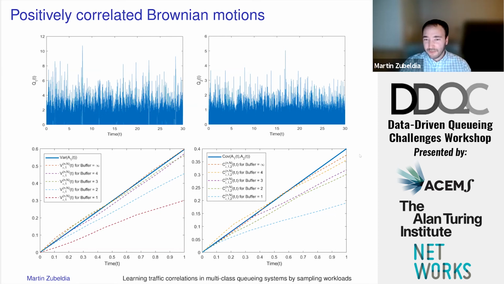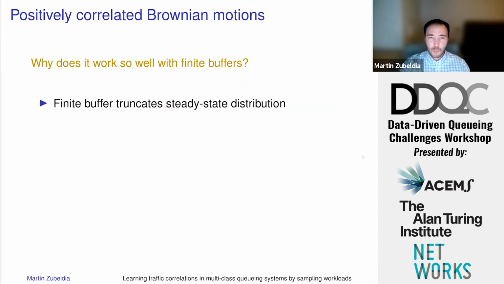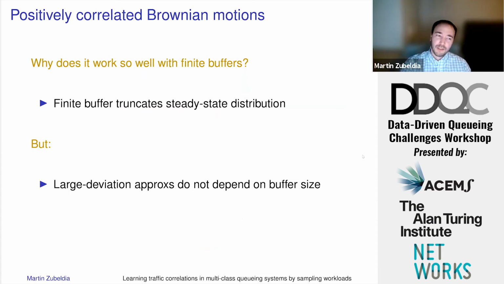But yeah, we're quite surprised that it works so well, even with finite buffers, even if we truncate it so much. So why does it work so well? These finite buffers are essentially truncating the statistic distribution. So it shouldn't work as well, but there are two key things going on here.